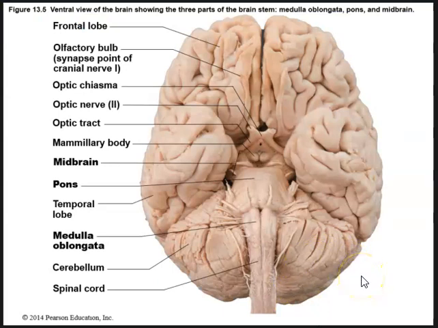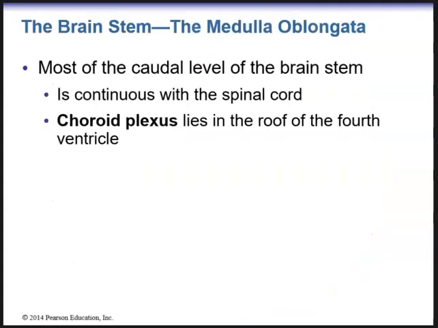So here you see a ventral view of the brain showing not only the cranial nerves, but the three parts of the brainstem. The first part being the midbrain here, and we see a mammillary body there. We have the midbrain, we have the pons, and then we have the medulla oblongata, which is then continuous with the spinal cord. And make sure you are comfortable identifying the cranial nerves on a ventral view of the brain.